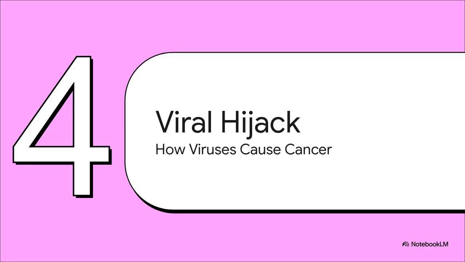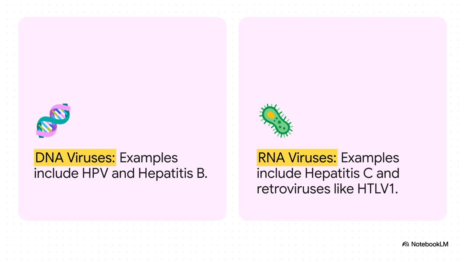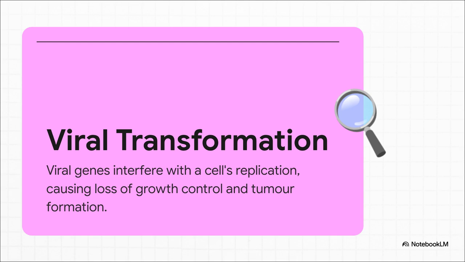Okay, so let's narrow our focus to one of those primary factors we just talked about. Viruses. We're about to explore the fascinating and honestly pretty sneaky ways that certain viruses can hijack our own cellular machinery to cause cancer. Right now, there are 7 viruses that we know for sure can cause cancer in humans. They fall into 2 main categories based on their genetic material. You've got DNA viruses. Well-known examples are human papillomavirus, or HPV, and hepatitis B. And then you have RNA viruses like hepatitis C, and a special subgroup of those called retroviruses, like one called HTLV1.